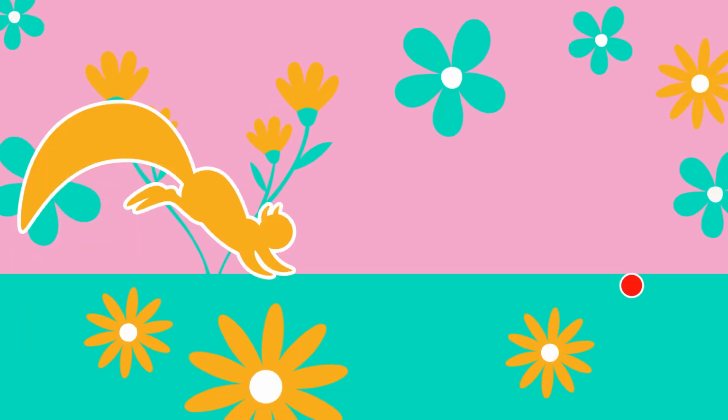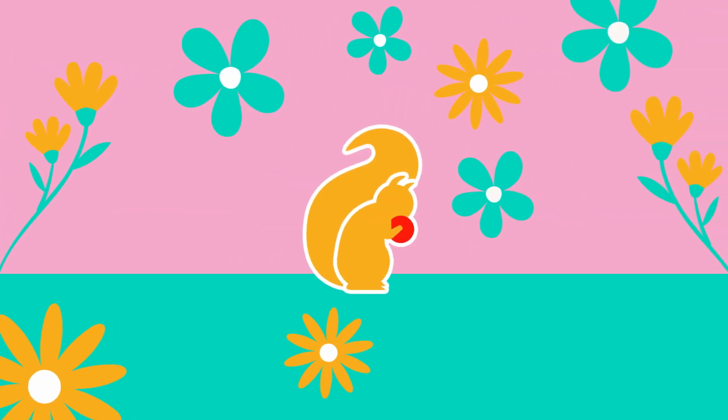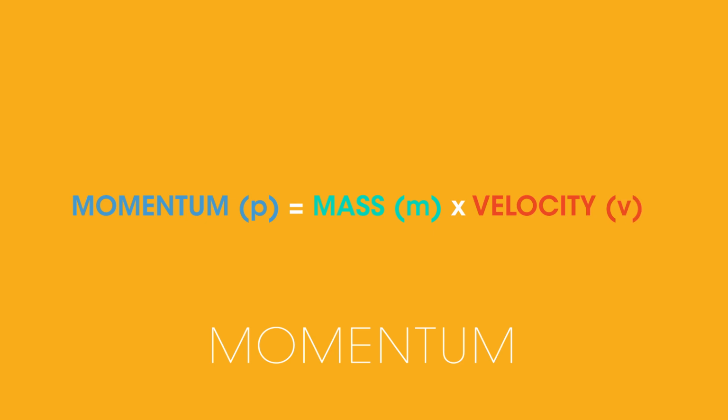All moving objects have momentum. A stationary object has a momentum of 0. We calculate momentum using this equation. Momentum P equals mass m times velocity v.